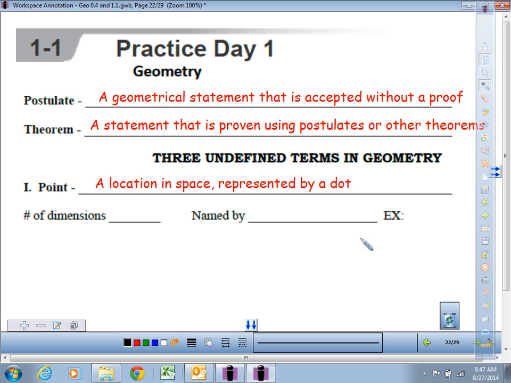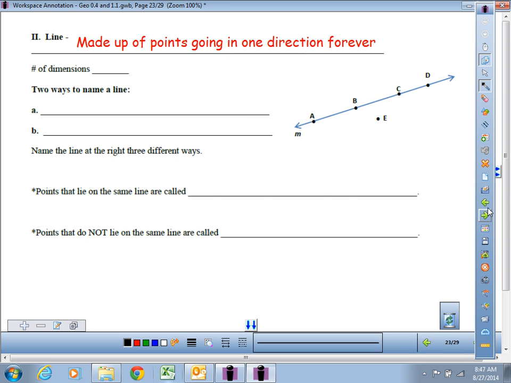Alright, the first undefined term we will look at in geometry is what is a point. Now, a point is just a location in space represented by a dot. We remember graphing when we graphed in algebra that we would go over here and we'd go 2 over and we'd go 1 up and we could put a point right there. Well, all that point represents is that location. Okay, a point has zero dimensions.